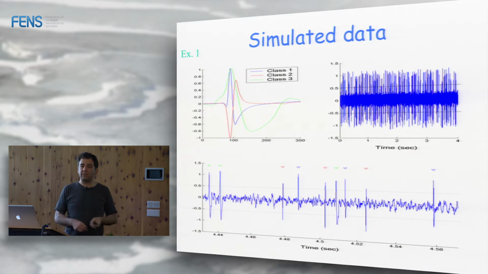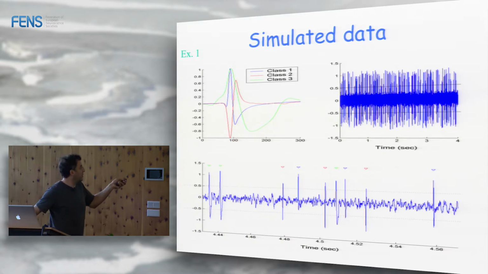And then we can play with this. We can do simulations in many different ways. We can put higher levels of noise. We can use different spike shapes. I mean, this is a very simple example.